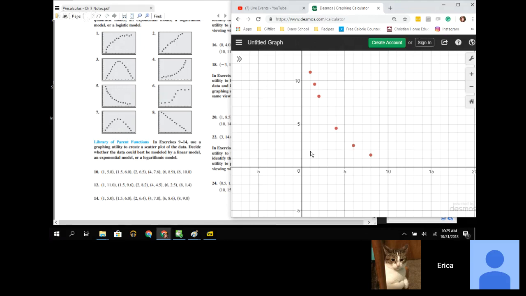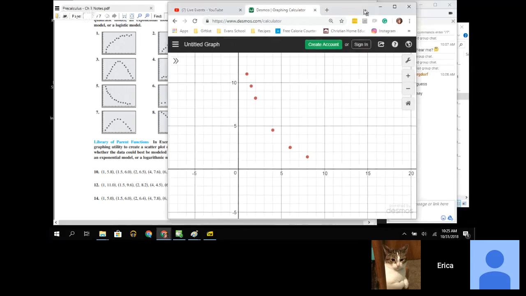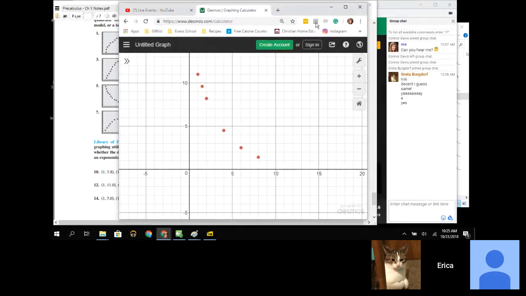how do you think this is best going to be modeled? My choices are linear, exponential, or logarithmic. None of the above. No. What do you think, Connor? Exponential. I agree with you, Connor.